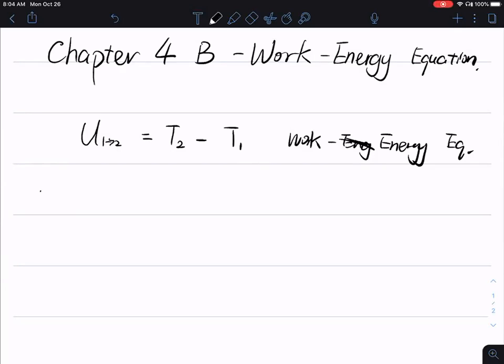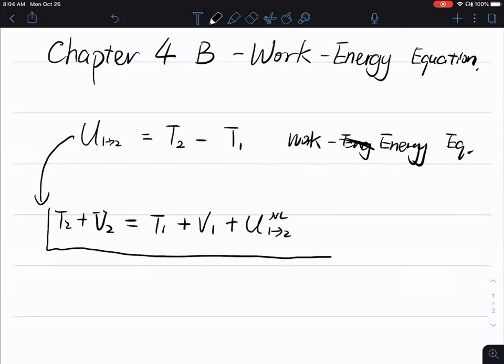It's going to change this to T2 plus V2 equals T1 plus V1 plus U1-2 NC. I'm going to explain each term later, but this is the equation we're going to use in chapter 4B.